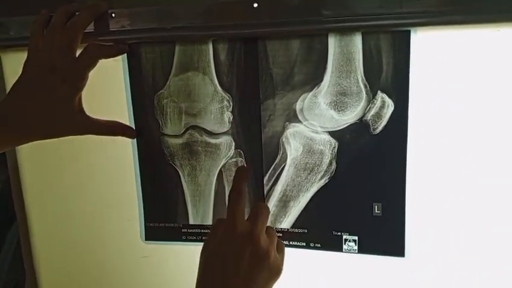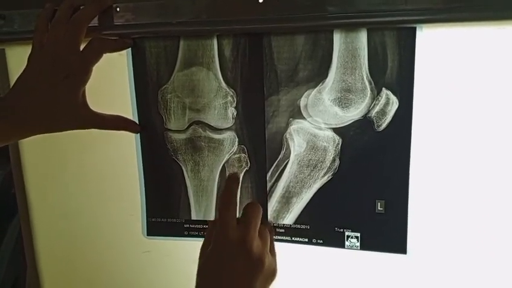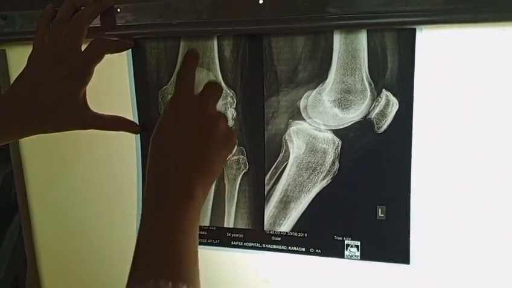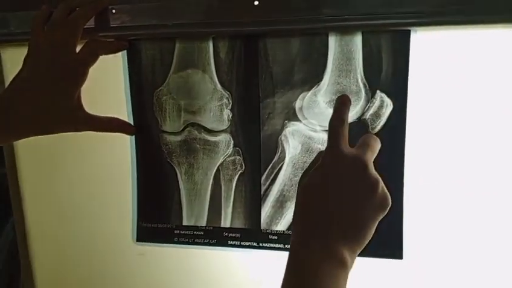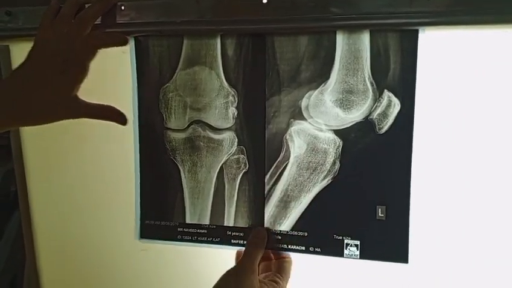This is the fibula head. You can also write down fibular head. You can write down neck. This is the shaft of the bone. This is also shaft. This is also shaft. This is femur. This is patella. This is tibia. This is fibula, fibular neck.